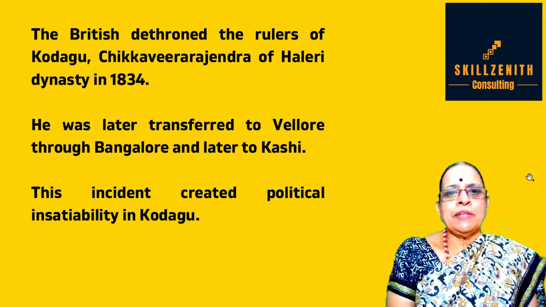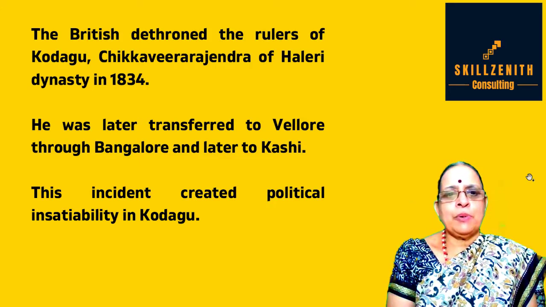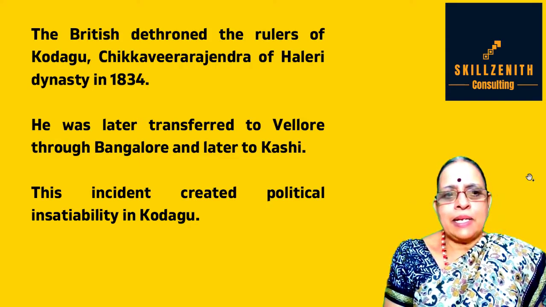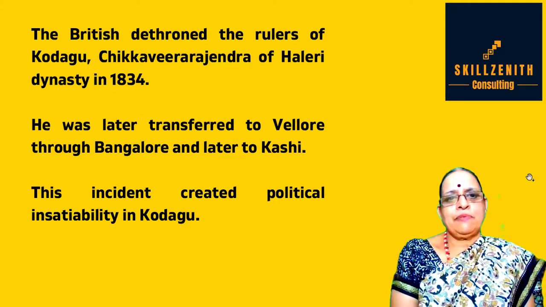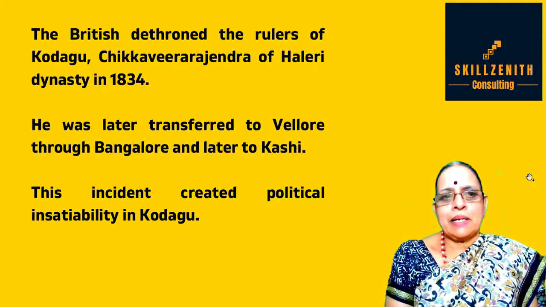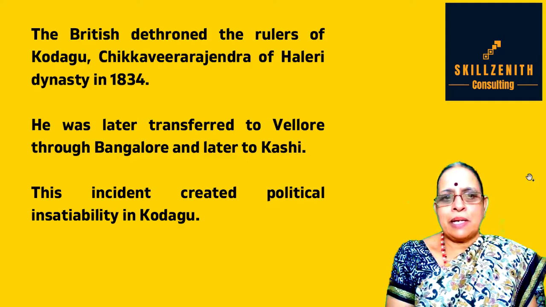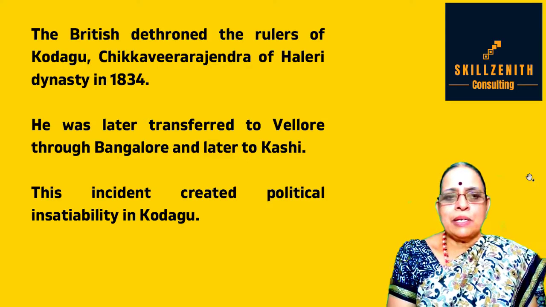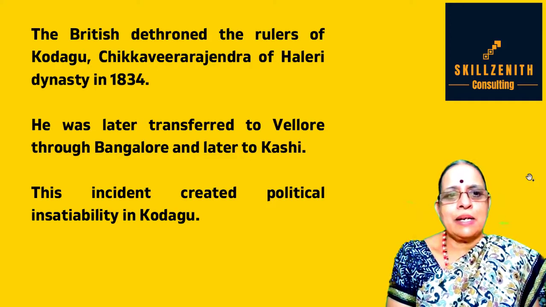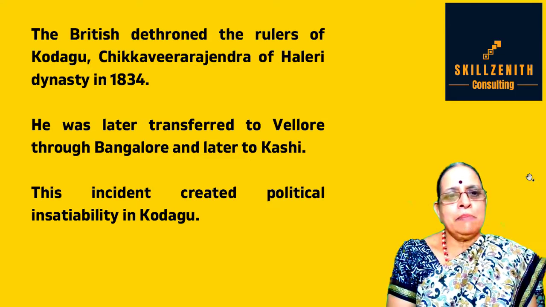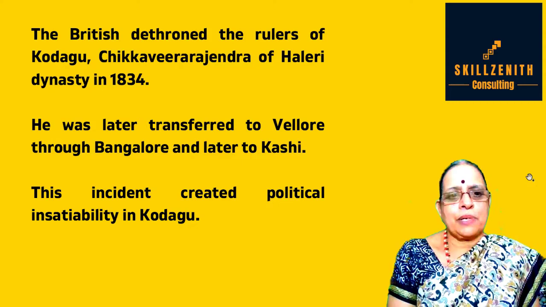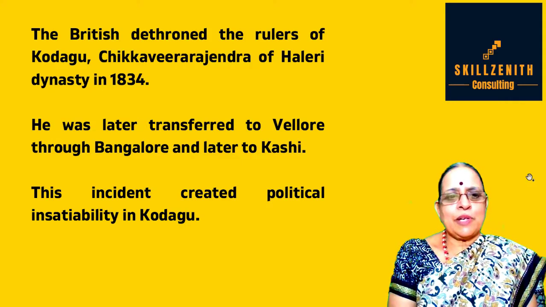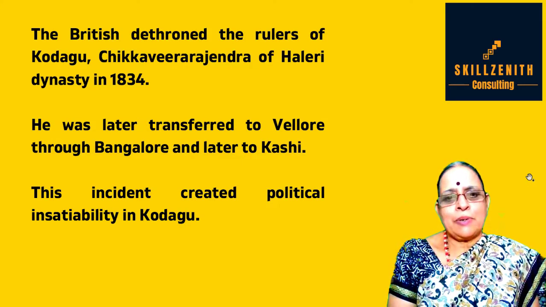The British dethroned the ruler of Kodagu, Chikkaveerarajendra of Haleri dynasty, in 1834. You know that Chikkaveerarajendra of Haleri dynasty was a ruler of Kodagu. He was dethroned. His throne, or his region, was taken by the British in the year 1834. He was later transferred to Vellore through Bangalore and later to Kashi.